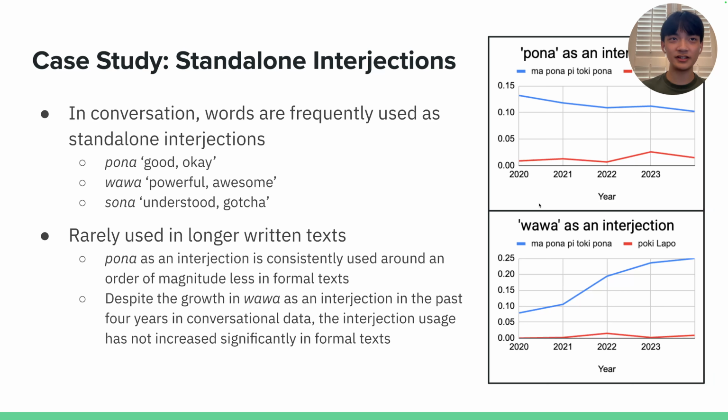But what's interesting to me is that wawa as an interjection has risen a ton in the past 4 years in this informal corpus. We can see it's maybe around 7% in 2020, and then that goes all the way up to 25%. One in four instances of the word wawa is its use as an interjection, which I think is really cool.